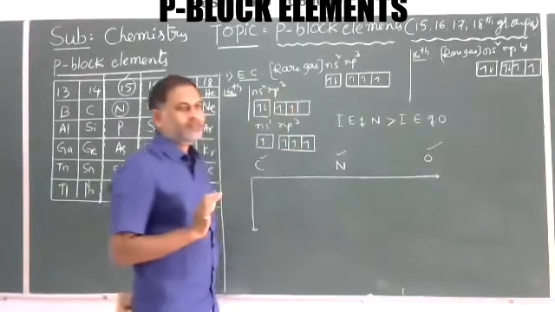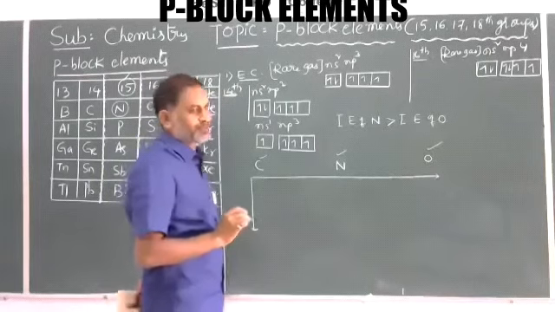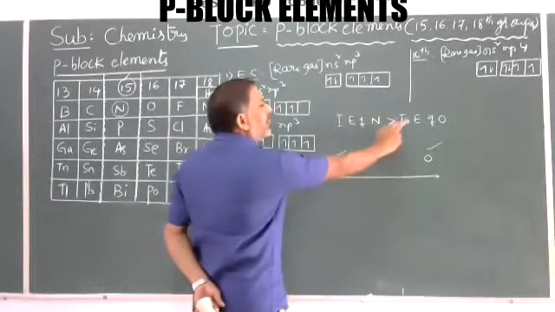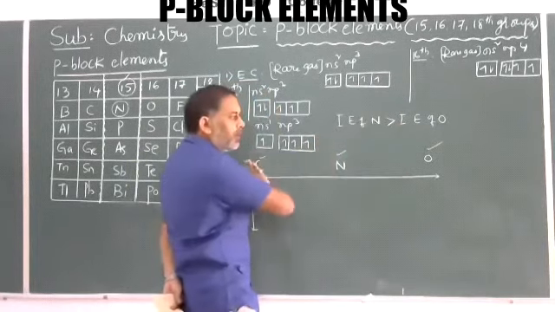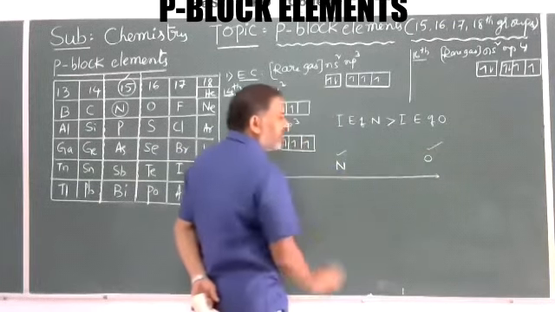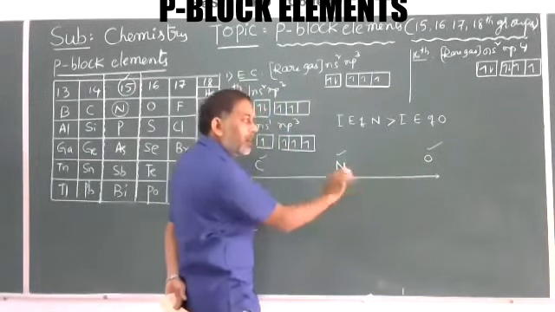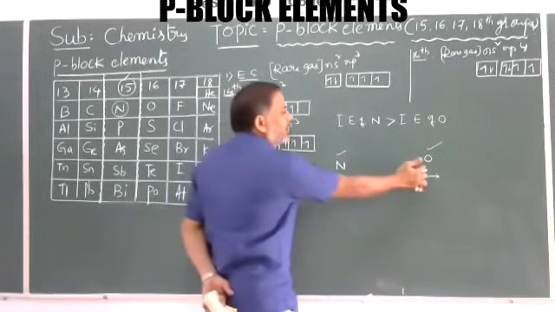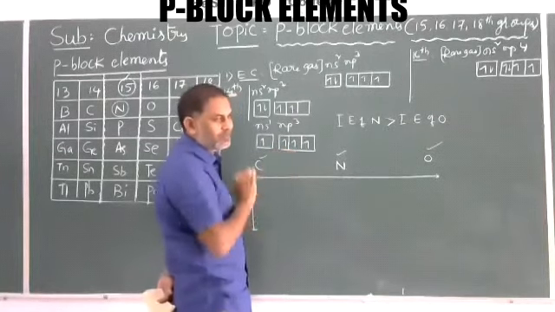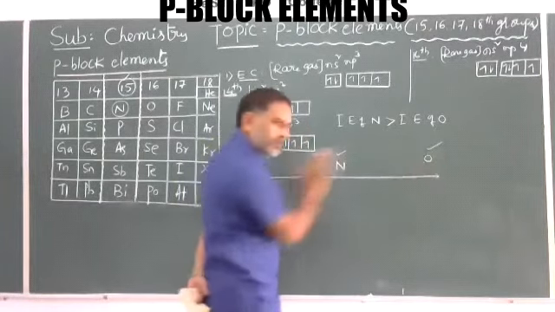Why? This is a first year concept, ionization energy in the periodic table. Why is the ionization energy of nitrogen greater than that of oxygen, even though in the periodic table from left to right size decreases, electronegativity increases, and ionization energy also increases? According to that concept, oxygen's ionization energy should be more than nitrogen's. But in this case it is not so. The ionization energy of nitrogen is more than that of oxygen.